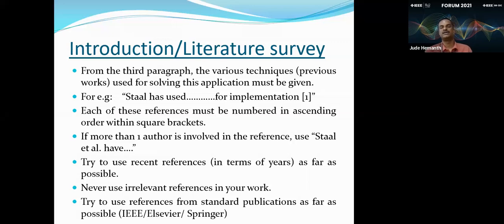IEEE, Elsevier, or Springer. Why do we say this? Because the review process will be tough here. The quality of the paper is properly checked. But when you look at journals which take money and publish within 1 week, the results section would not have been checked. So if you refer to that and do some research, you will be misled. You will go in a wrong direction. That's why we repeatedly say, go for standard publishers. Not because they are big shots, but because the quality check would have been done in a more rigorous way than elsewhere.